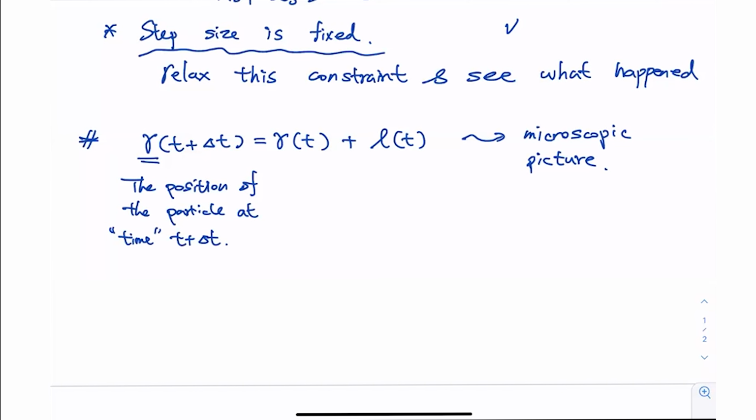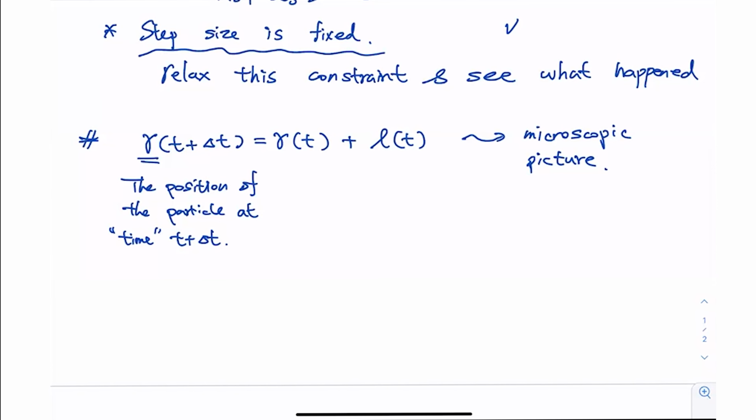So here I use the quote "time" because, to some extent, the important thing is not the nature that it evolves in time. The important thing is that we have a system to start with, and we try to grab the information by taking photos of our system's configuration. We might take a photo at time t, and after some small time difference, we take another photo, then we have our information at time t plus delta t. So the left-hand side is basically the position of the particle at the time where we take our photo, t plus delta t.